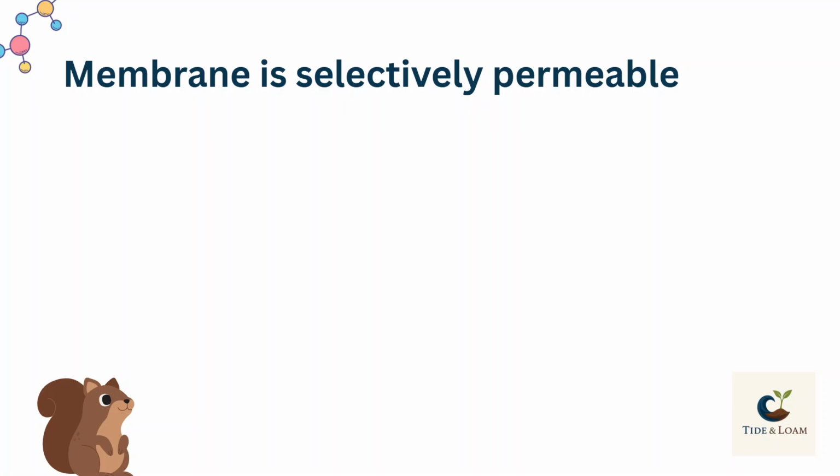So it actually serves two functions. One of the functions is it is the boundary, and the second function is acting as a boundary. It selects which material should enter the cell and which material should not enter the cell.